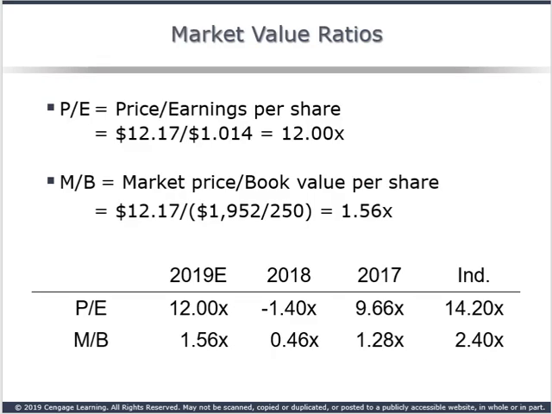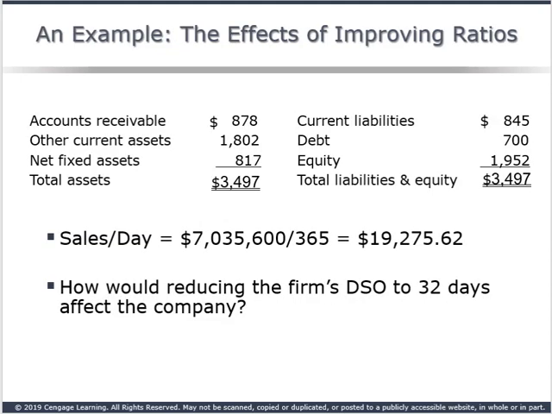The last category of market value ratios, price to earnings is important, especially for the current stock price. Of course, market price to book value is a variation on the market value added measure that we saw in Chapter 3. So let's look at a couple examples related to improving ratios. So we see here an example.